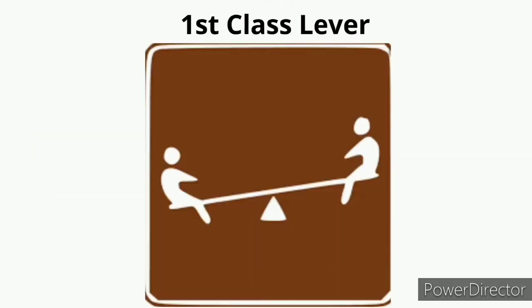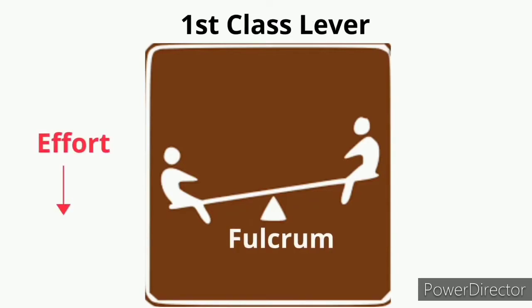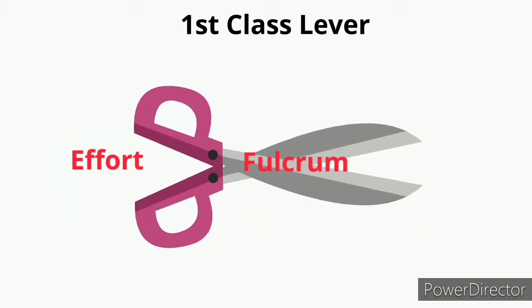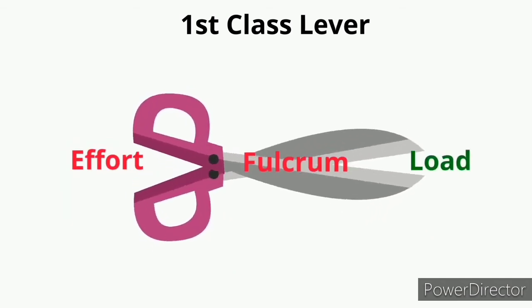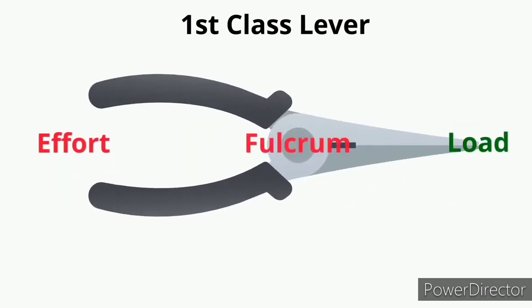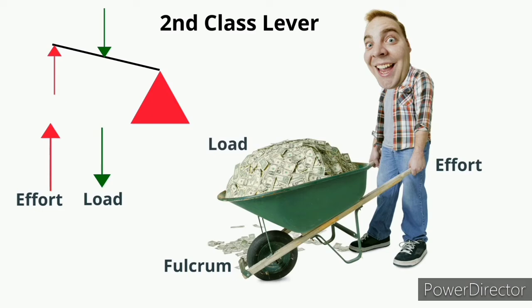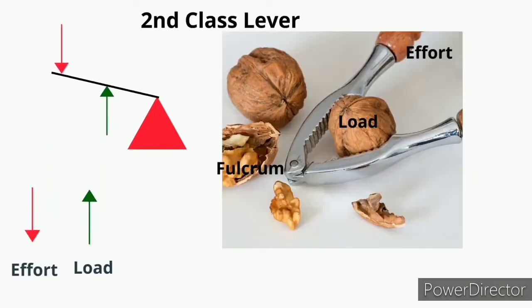With a first class lever, the fulcrum is in the middle and the force is on one side and the load is on the opposite end, much like this seesaw. Other examples include scissors and pliers. Second class levers have the load between the force and the fulcrum. For example, a wheelbarrow. A nutcracker and a stapler are also examples.